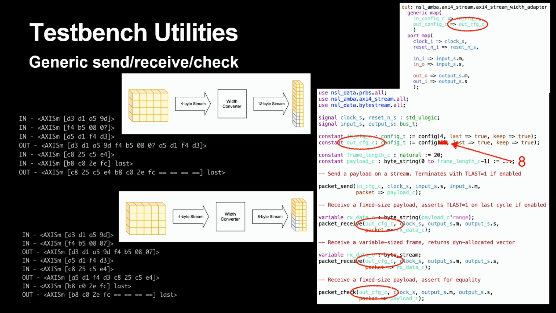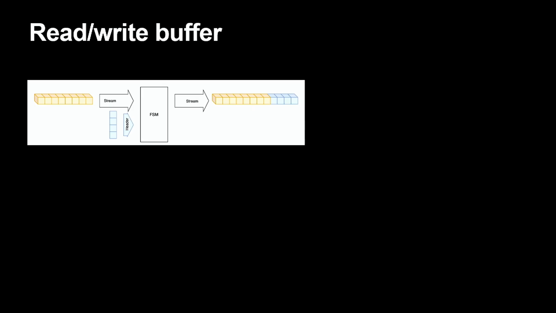And of course, the dampers adapt as well. There is no change at all. We just give them the configuration, and they just dump whatever the width is supposed to be. We can start to add more utility things. One of them is a read-write buffer.